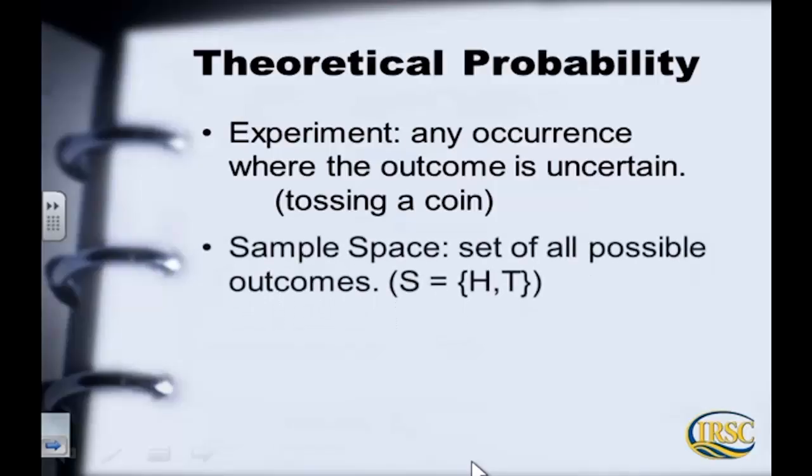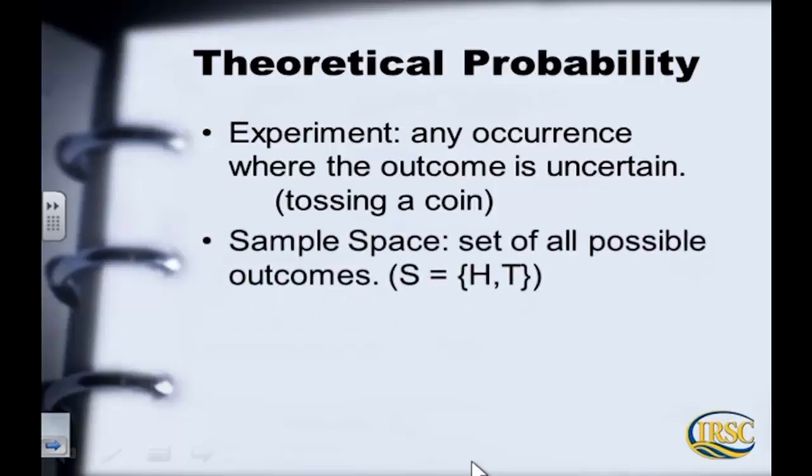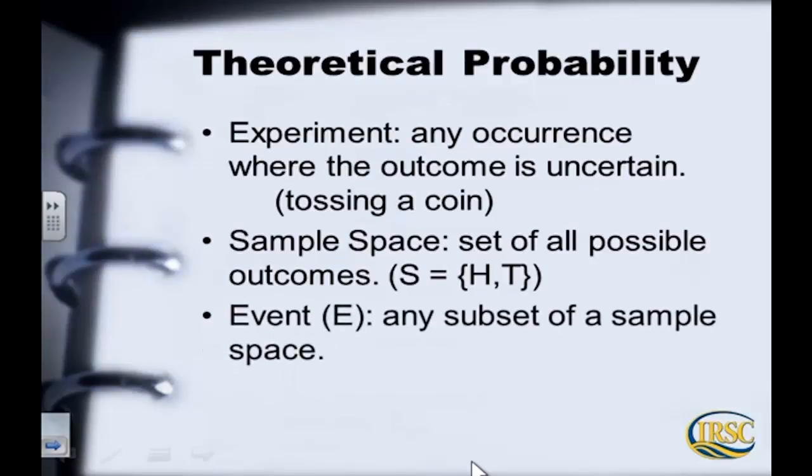The sample space is the set of all possible outcomes. I've written it here in set notation, so notice the sample space equals H for heads, T for tails, if you were flipping a coin. So those are the two things that could possibly happen. An event, which we're going to capitalize with the letter E, is any subset of a sample space. So an event could be it landing on heads. Another event could be that it lands on tails.